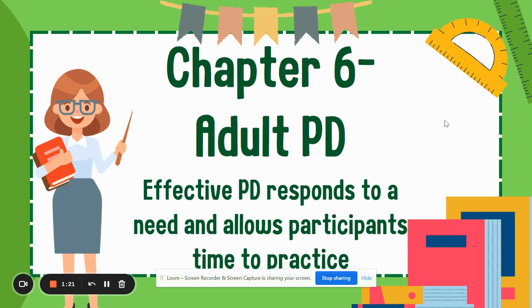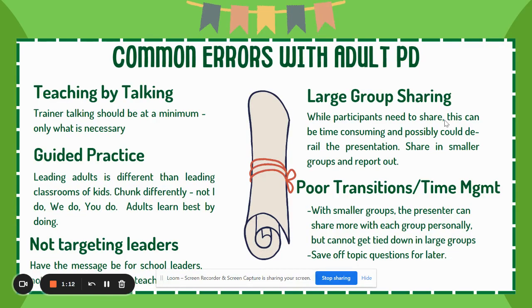Chapter 6 focused on adult professional development, and the author mentioned that effective professional development responds to needs and allows participants time to practice. So some common errors with adult PD may be that the trainer talks too much, teaching by talking. Maybe the guided practice is kind of like how we do for kids, and the adults learn best by doing. They need more hands-on. We're not targeting leaders. Maybe we're teaching to teachers and we're not teaching to leaders. Large group sharing and poor time management can kind of go hand in hand, where that gets a little bit more difficult the larger the audiences are.